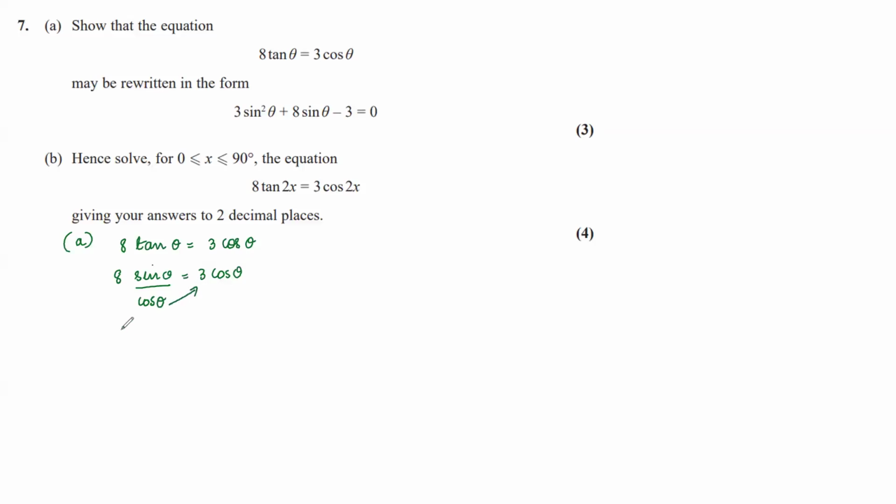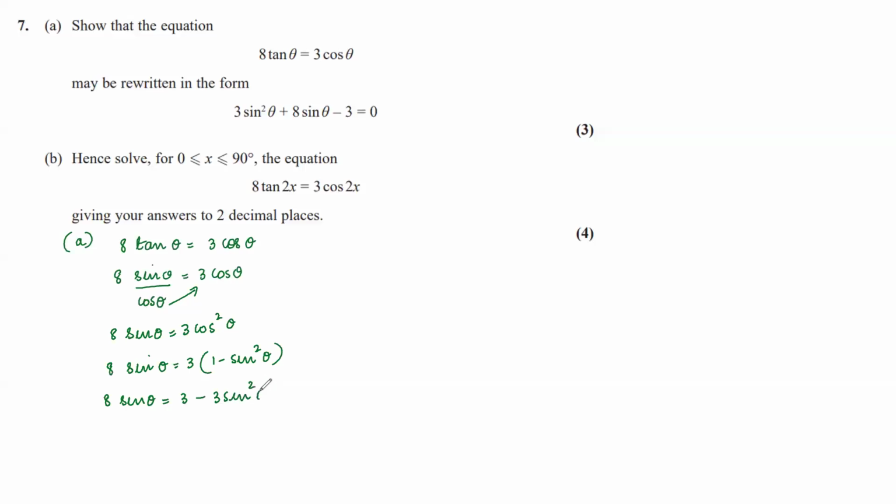So when we cross multiply this, we will get 8 sine theta is equal to 3 cos theta into cos theta, which is 3 cos square theta. And we know the trigonometric identity that cos square theta can be written as 1 minus sine square theta. So 8 sine theta is equal to 3 into 1 is 3, minus 3 into sine square theta.